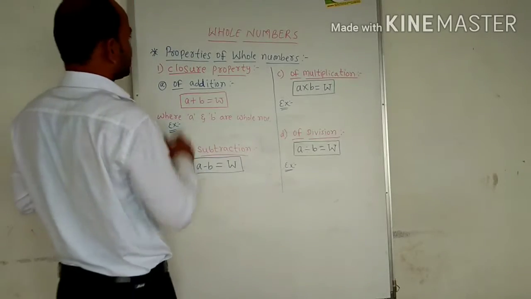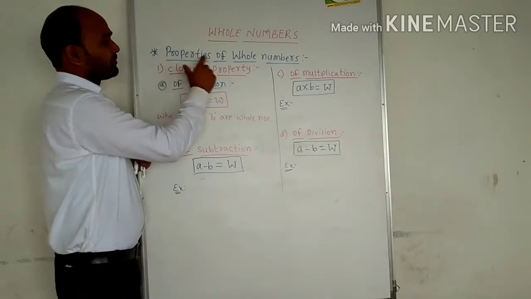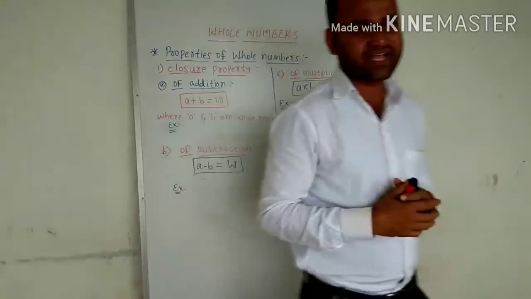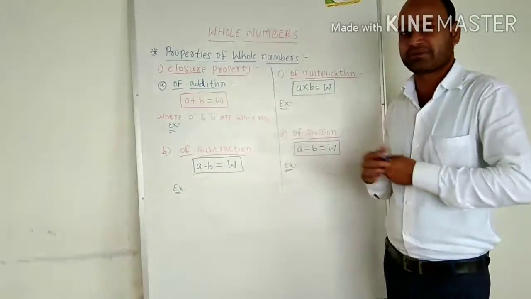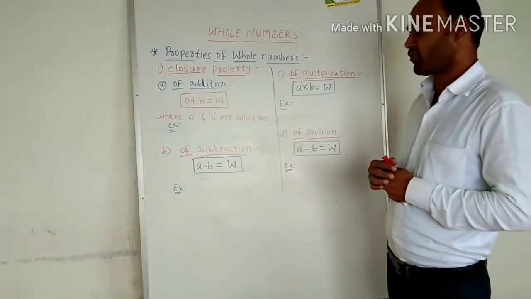We can see here the properties of whole numbers. As we know, there are different types of properties that we have studied in the previous year also. What are those different types of properties?